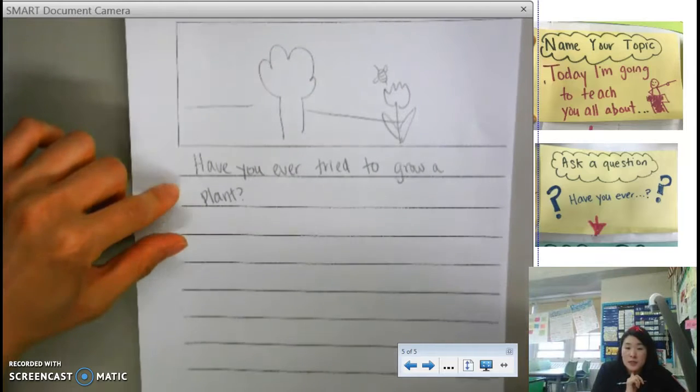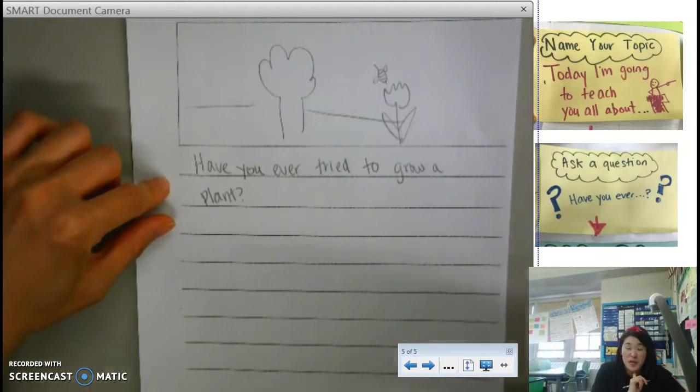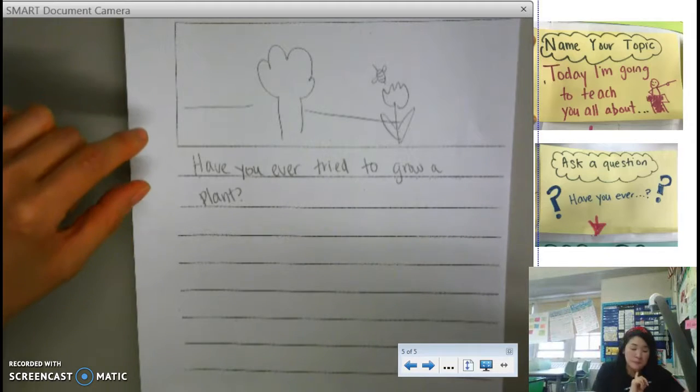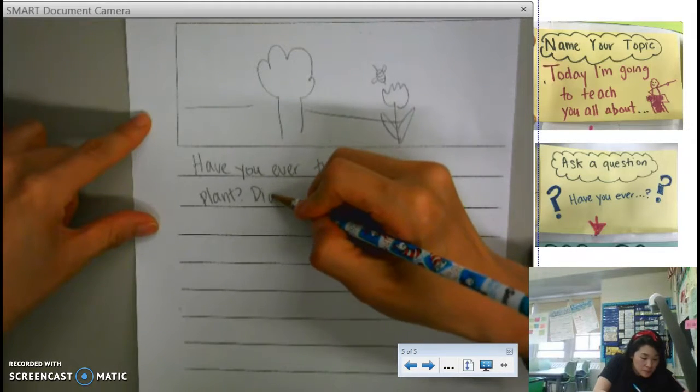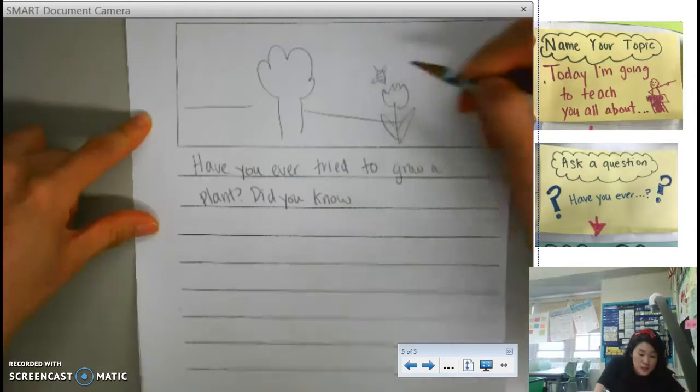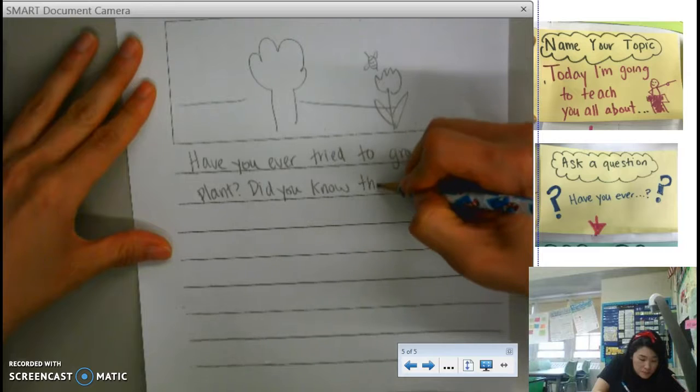And then I'm going to challenge myself a little today, and I'm going to maybe add a fun fact as well. So I'm going to think of a did you know? Did you know that bees help plants grow?